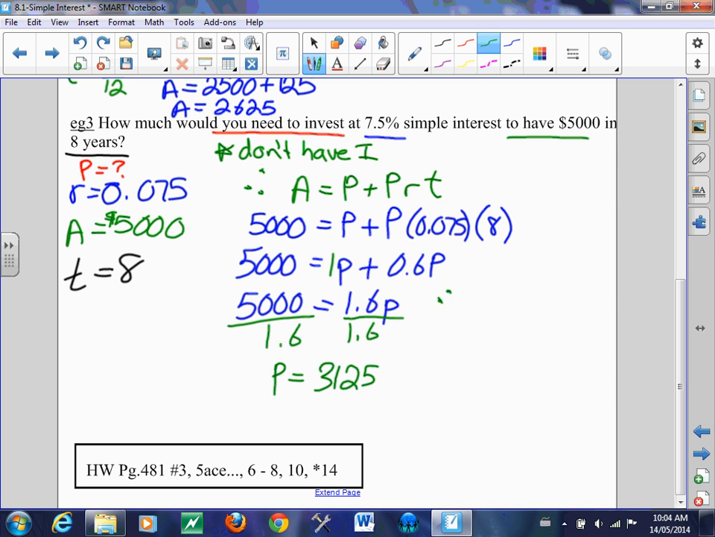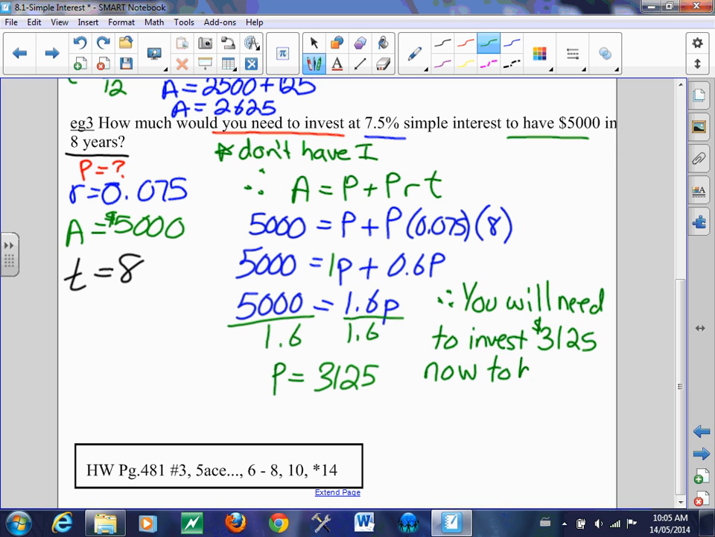So therefore, you will need to invest $3,125 now or at the beginning to have $5,000 in 8 years. This is an interesting scenario, guys.